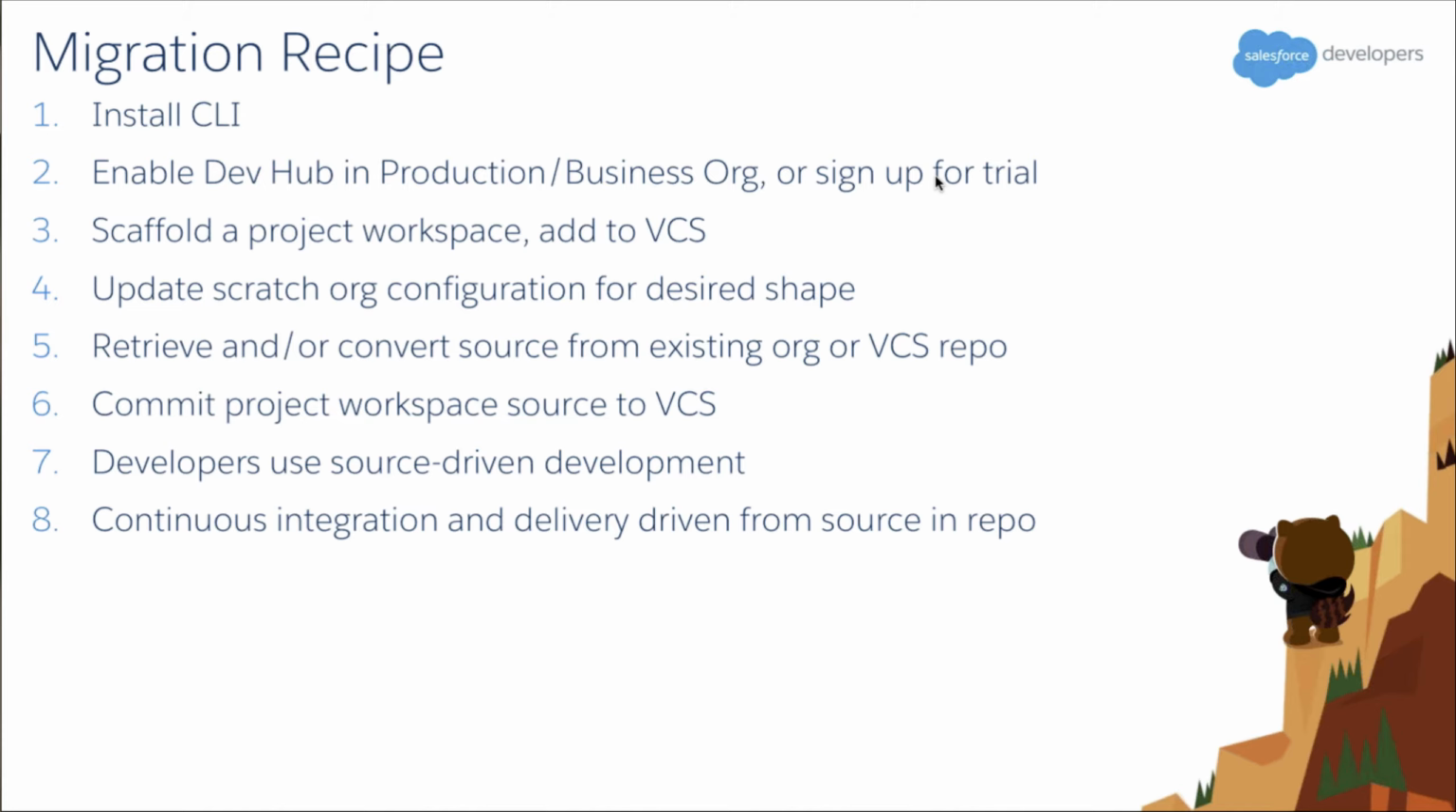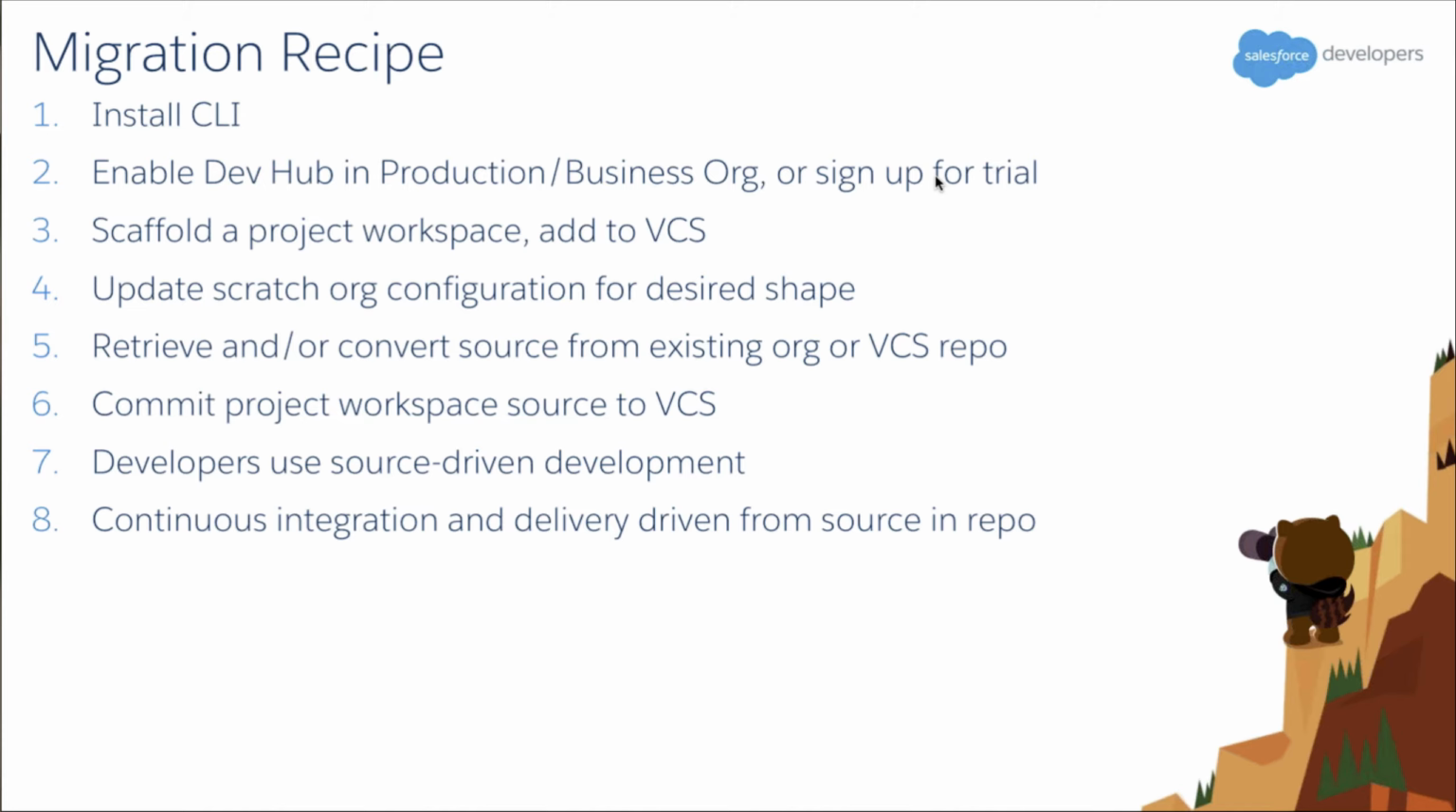So let's just review what we just did here, the recipe for migration. We installed the CLI, we enabled DevHub in our production or business org. There is a free trial available. We'll touch on that a little bit later. We scaffolded a project workspace ready to be added to VCS. We could modify the scratch org configuration for desired shape if the default shape wasn't sufficient for your particular application. You may need to add some what we call features or permissions, preferences to that. We retrieve and or convert the source from your existing org or VCS repo.